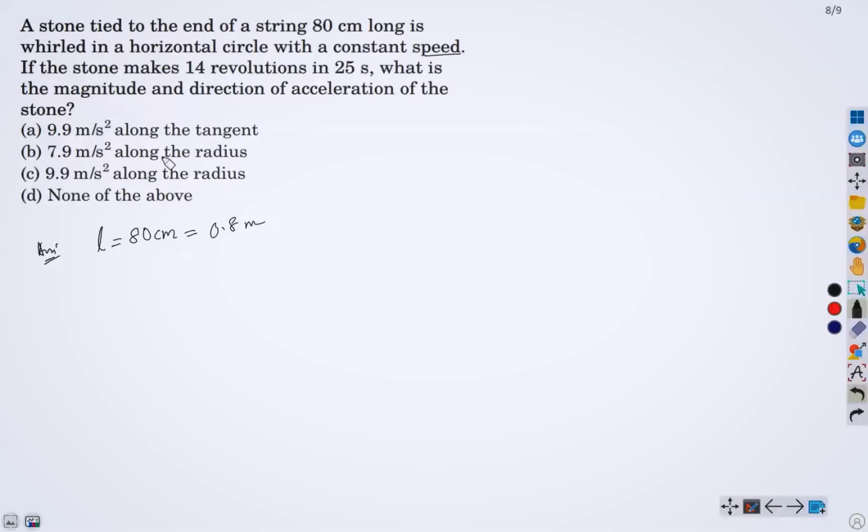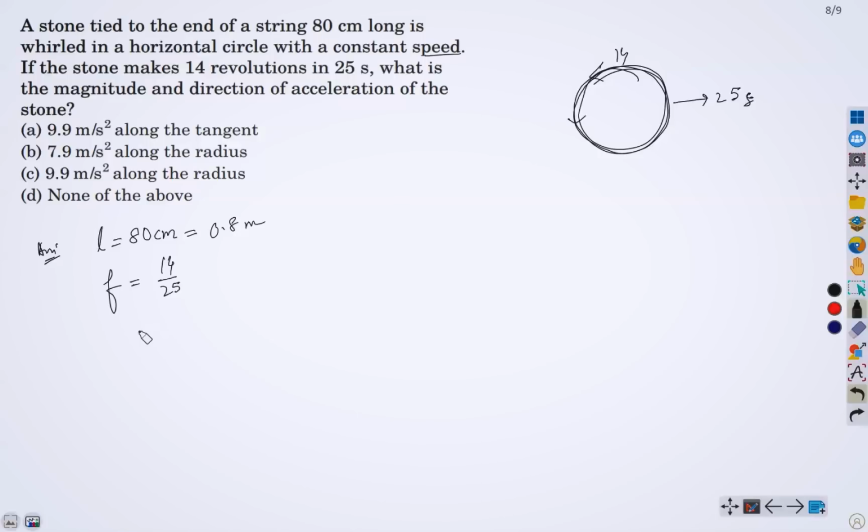Now what next is given? The speed is constant. Okay. Apart from that, the stone makes 14 revolutions in 25 seconds. So the frequency is 14 by 25, right? Because it has revolved the complete circle 14 times in the duration of 25 seconds. So the frequency is 14 by 25.